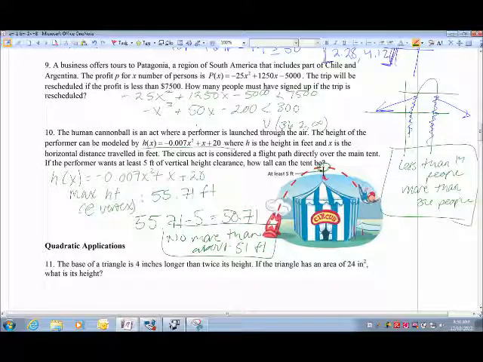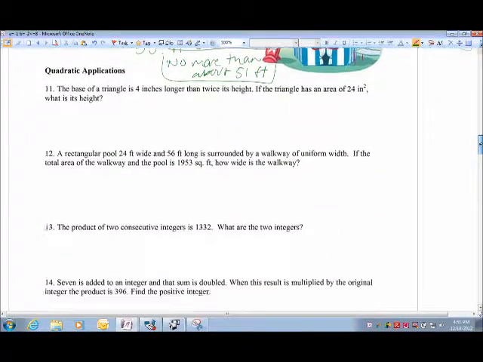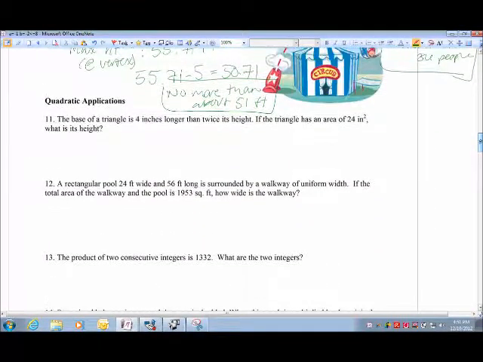Okay, there's problem 10. Now let's move on to the quadratic application problems. Okay, in number 11 it says the base of a triangle is 4 inches longer than twice its height. If the triangle has an area of 24 inches, what is its height? Okay, the area of a triangle is equal to base times height divided by 2.